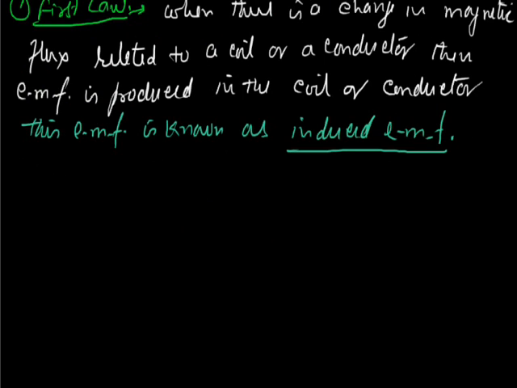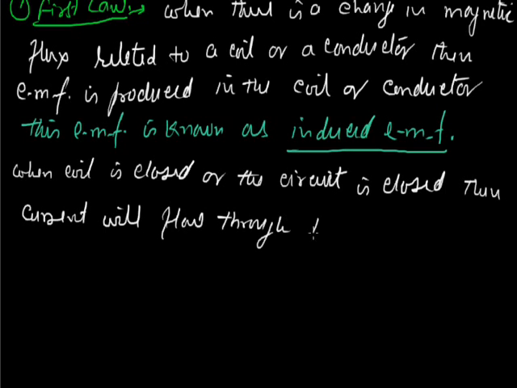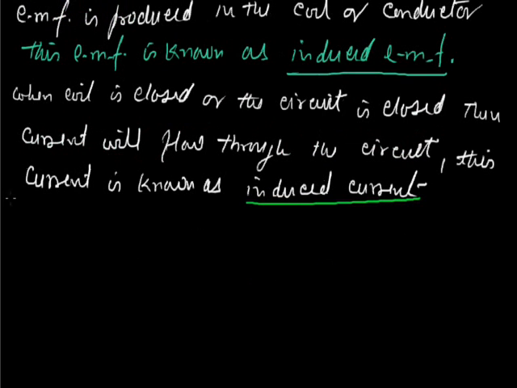When the coil is closed, or the circuit is closed, then current will flow through the circuit. This current is known as induced current. Now the second law.